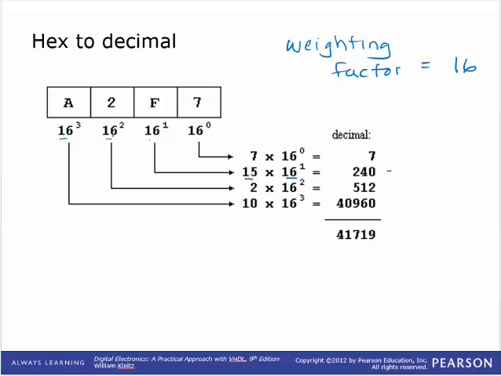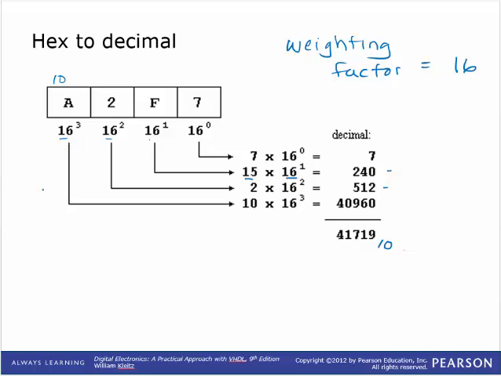Next one is 2 times 16 squared, which happens to be 512. And this is A times 16 cubed. Well, A is the number 10 in decimal. So 10 times 16 cubed is that number, and then you add them all up and we come up with this gargantuan 41,719 in base 10. So that was a 4-digit hex number converted to a decimal or base 10 number.